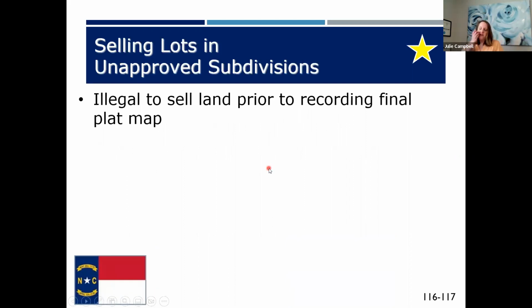The developer could be fined, they could be sued. If it is discovered that they are selling properties, closing on properties, without that final plat map, the city could go after them, the buyer could go after them, the buyer could feel injured. They could go after them.